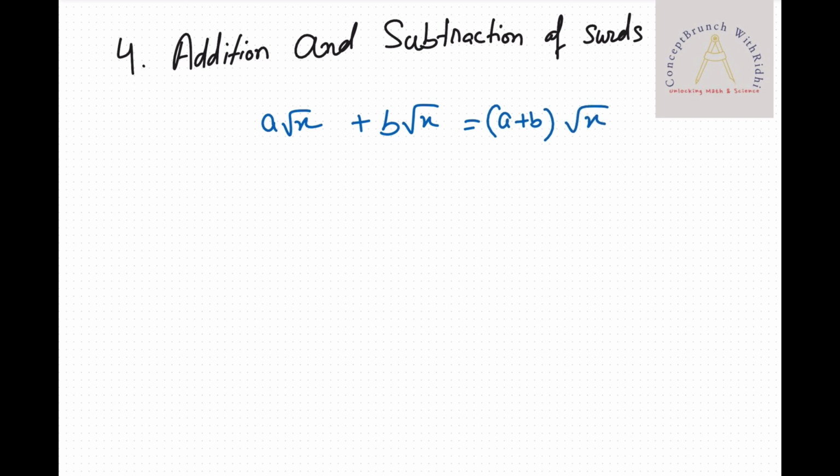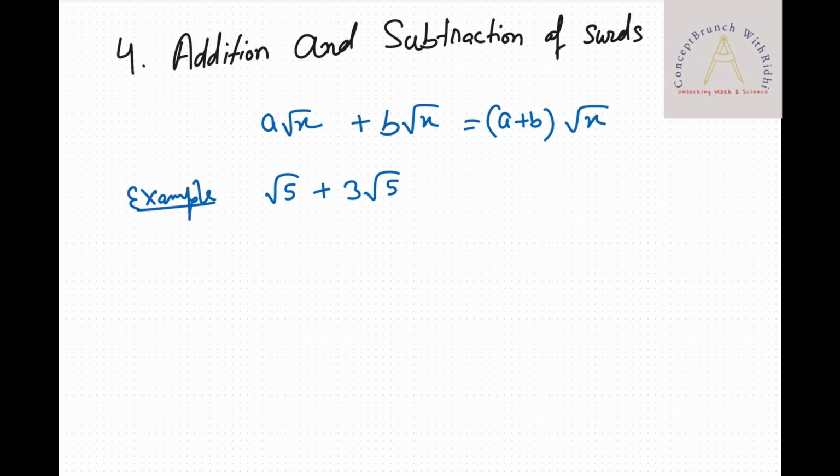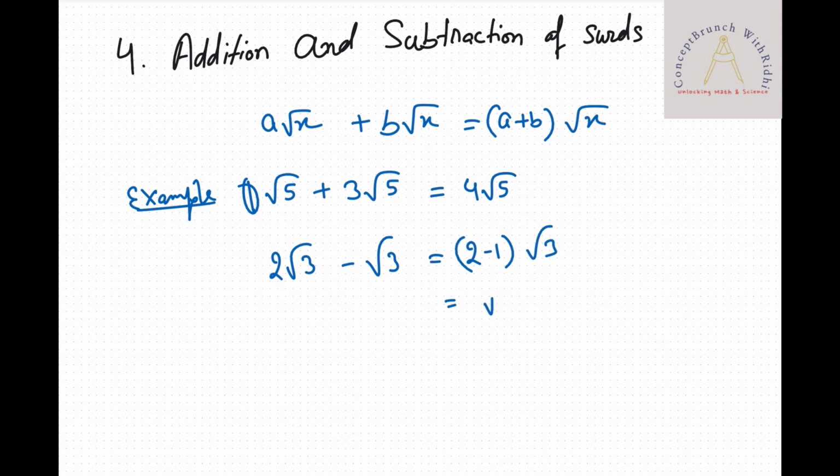Let's take an example. So the first example we have is root 5 plus 3 root 5. What we can do? We can simply write 4 root 5 because we don't write the 1 here. So root 5 we'll consider as 1 root 5, plus 3, is 4. Okay. Second example, 2 root 3 minus root 3. So basically again we don't write the 1 here. So 2 minus 1 root 3, and again we don't write 1. So just root 3 is the answer.